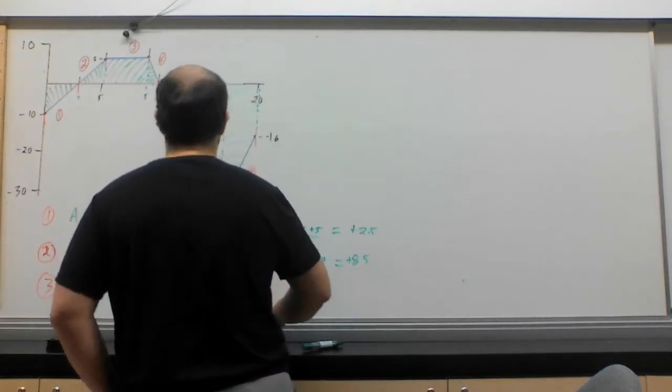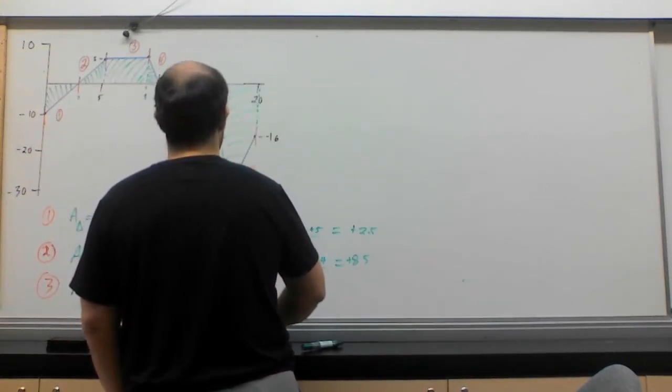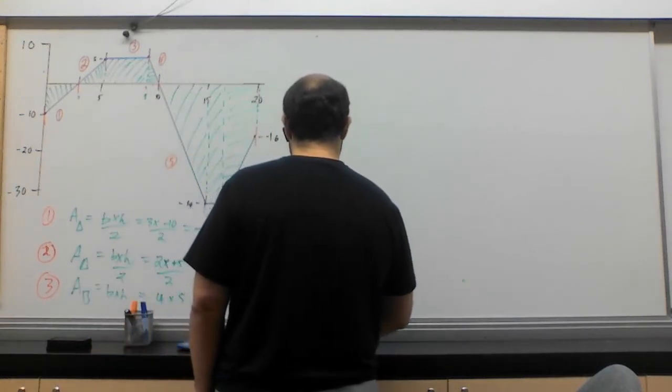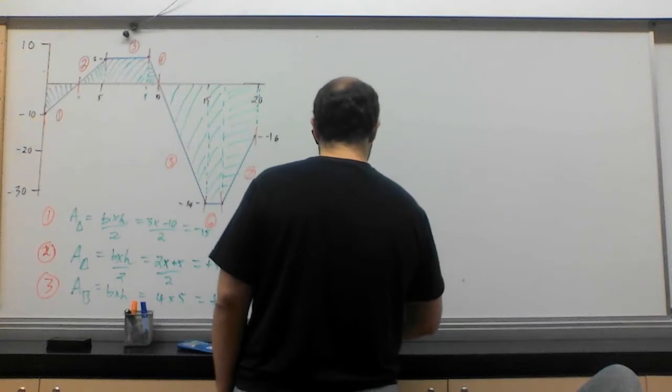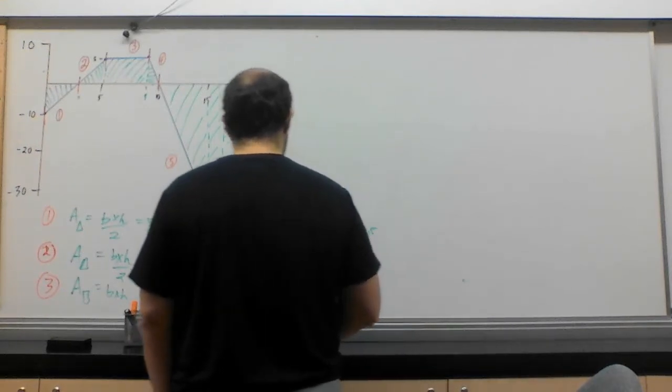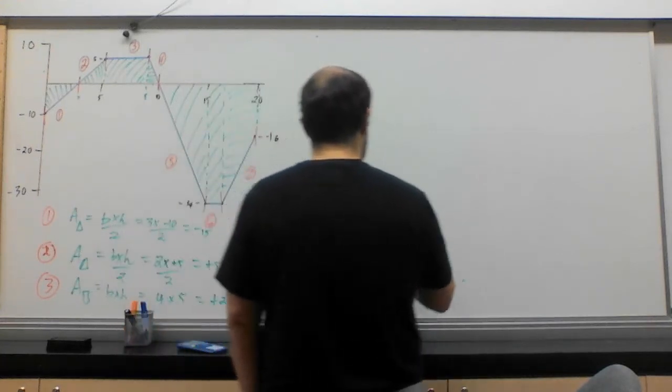6. 6 is going to be a square. It's 1 for the base times 34 for the height, so we're just going to get 34. And of course, all of these numbers now are negative. Negative 85, negative 34.